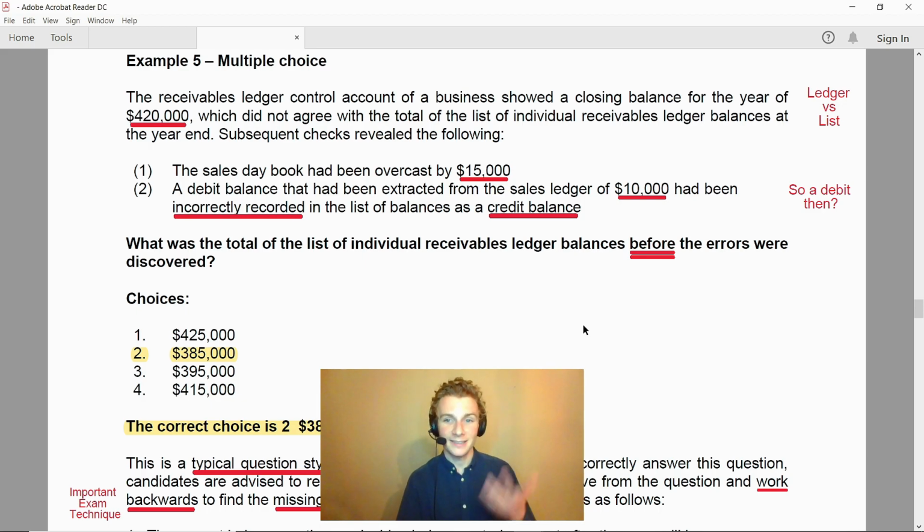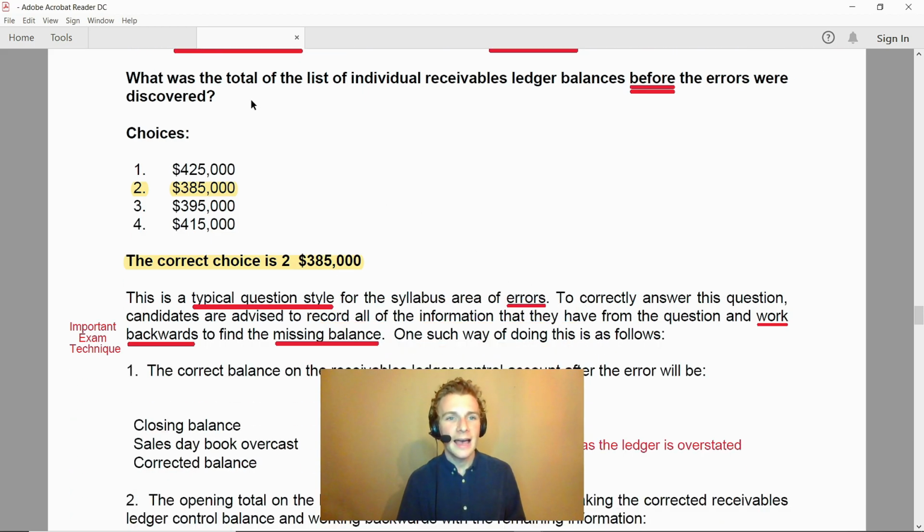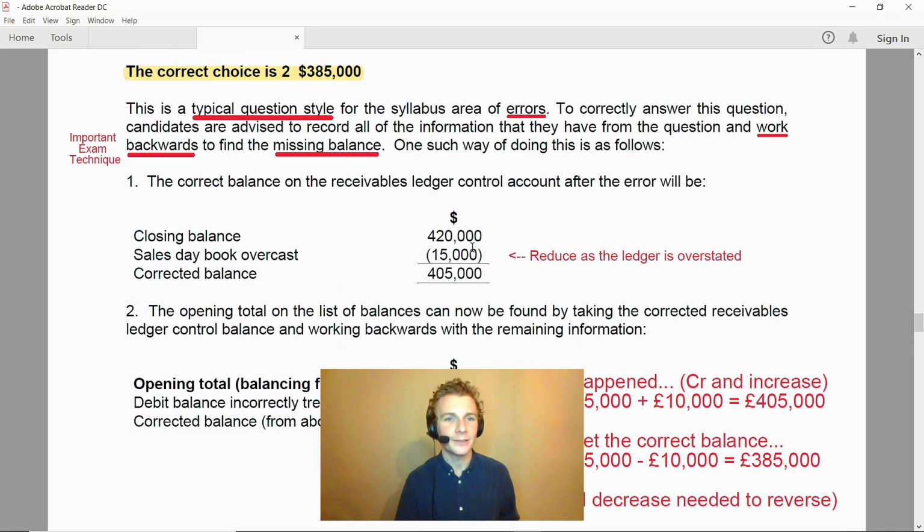Let's have a look through, because this is the requirement on here: what was the total of the list of the individual receivable ledger balances before the errors. So the 420 is after the errors. We now need to work back on those two transactions to come to the right figure. And as you can see on here, it's $385,000. But you've now got to ask yourself the question of, how do I get there? That is the key thing. So let's go through it down below. These are the key workings that you need to be familiar with on here.